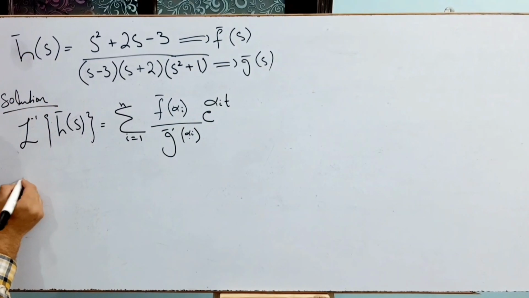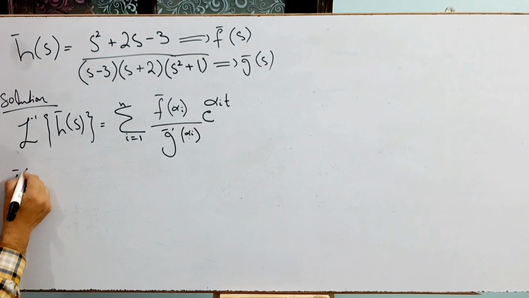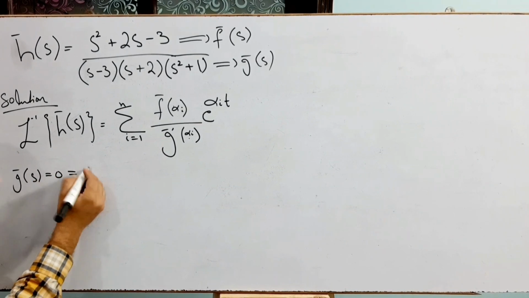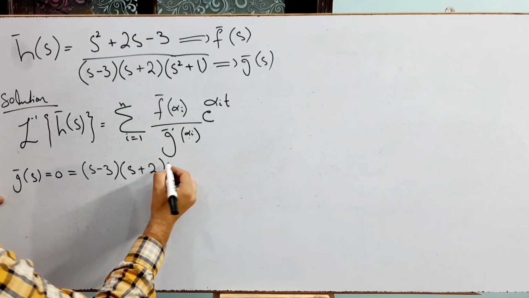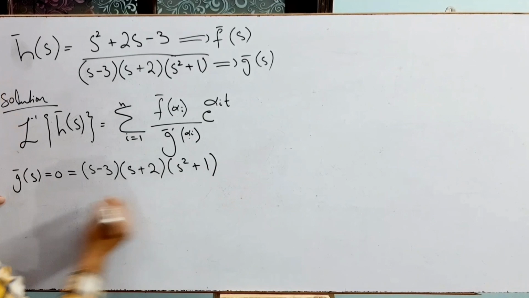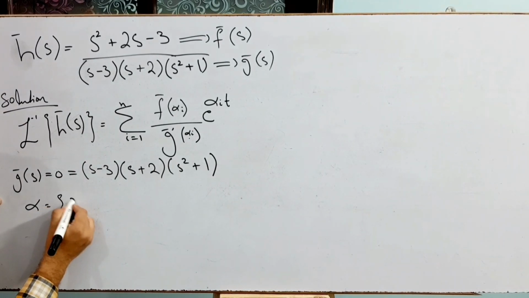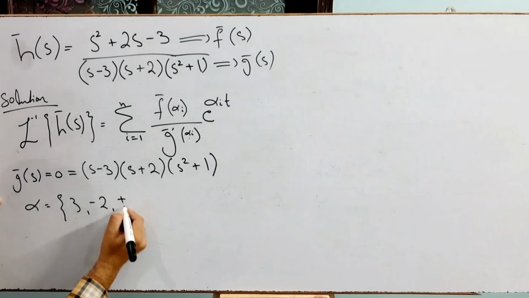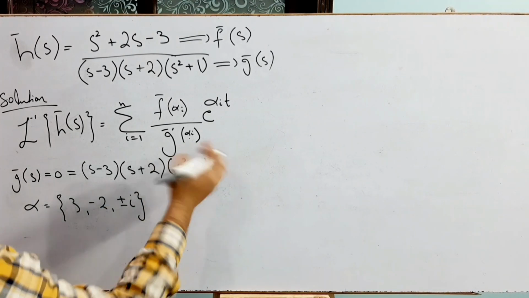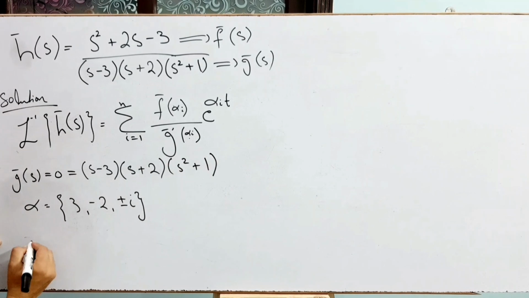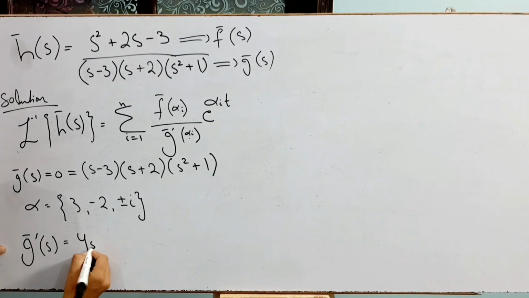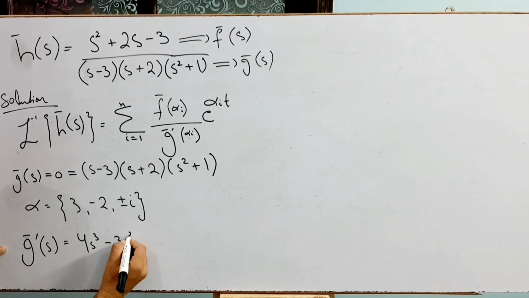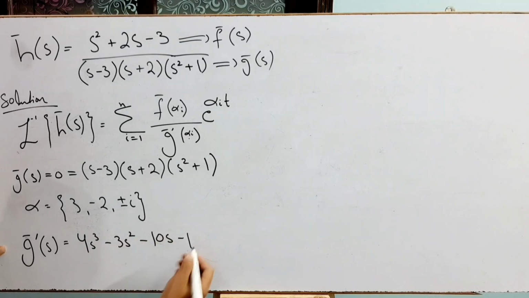So g bar of s equals 0 equals s minus 3, s plus 2, and s square plus 1. So the roots are 3, minus 2, and plus minus iota. For the theorem, we have to compute g prime. I have already computed g prime, and I am going to show you the direct result: 4s cube minus 3s square minus 10s minus 1.